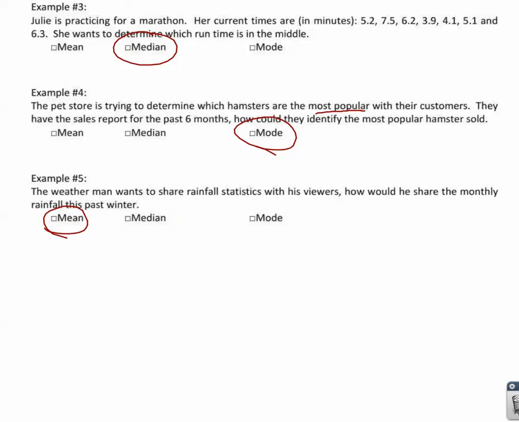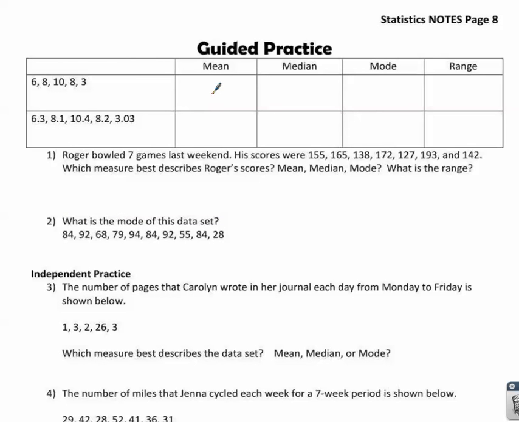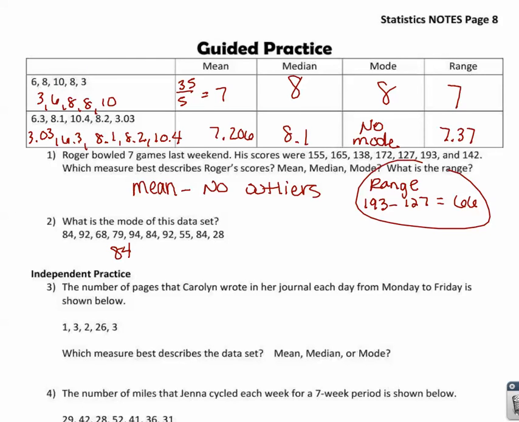Turn to the next page. So some guided practice. What I want you to do for this table is find the mean, median, mode, and range for each set of data. Remember, for the median, list your numbers from least to greatest, and then answer questions 1 and 2. So here are your answers. Compare them.